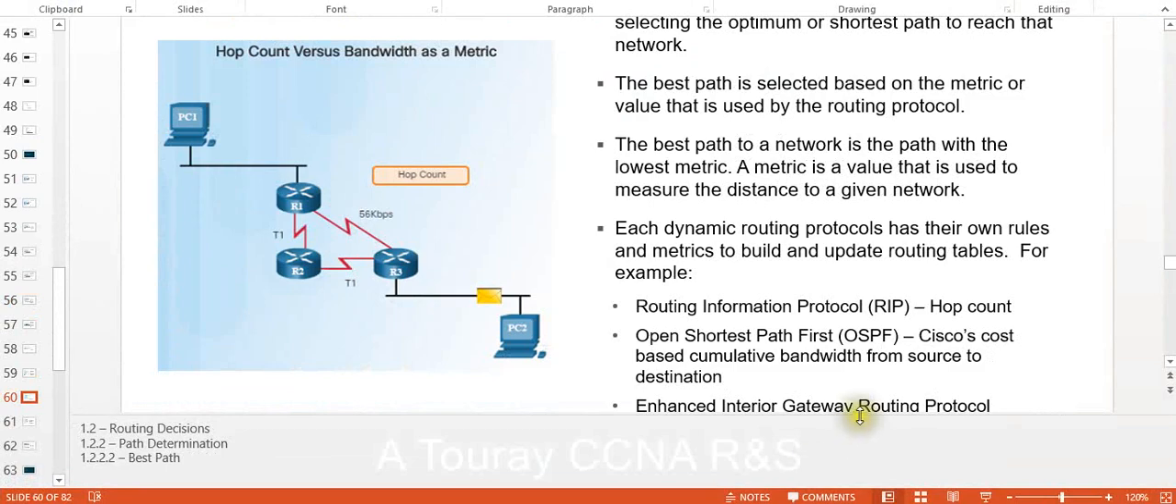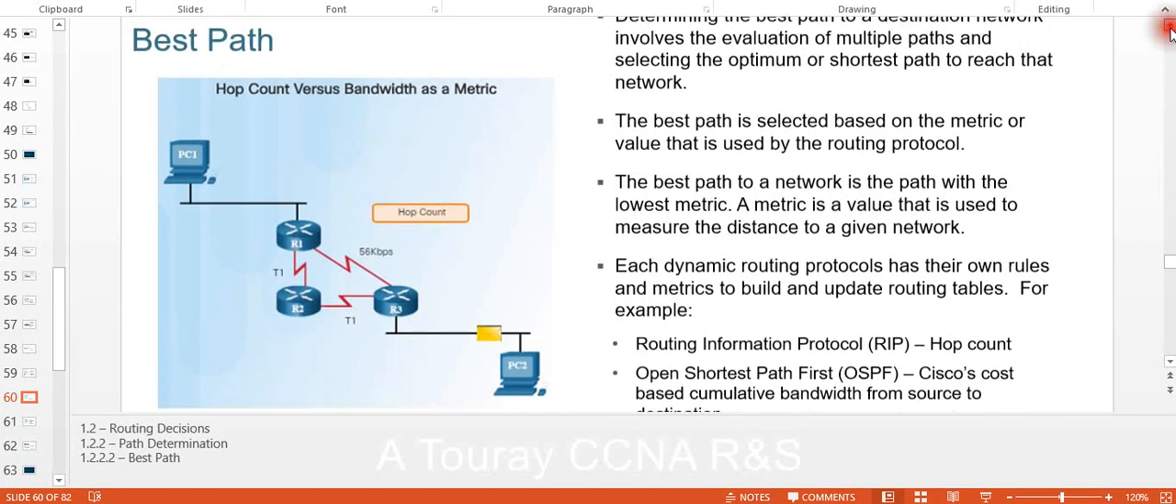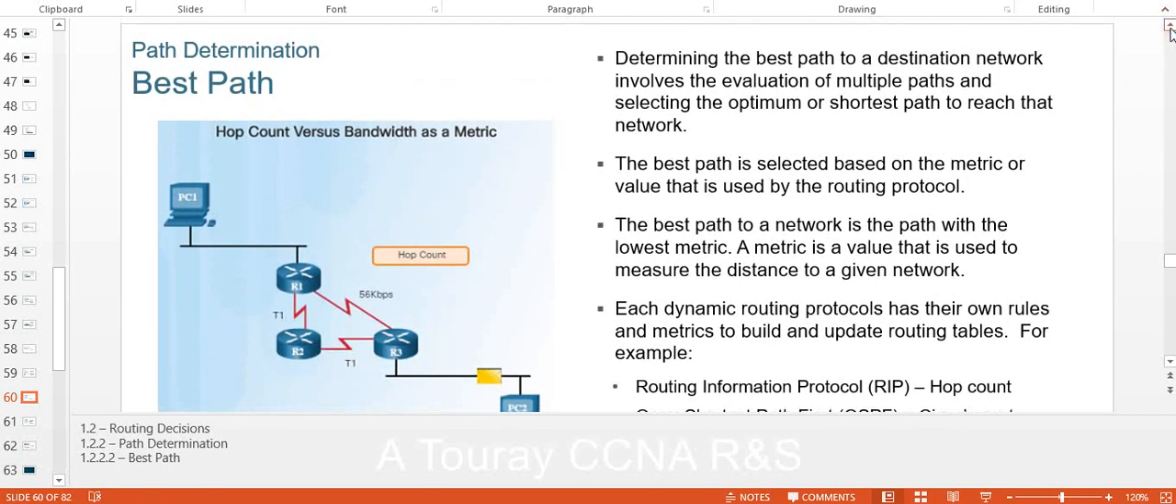Now, when a router is selecting and determining the best path to the destination network, it involves the evaluation of multiple paths, selecting the optimum. So it has to be the route with the lowest. Whether it's the lowest hop count, the lowest metric, or the lowest administrative distance, it doesn't matter. What matters here is that the router needs to know which one of them has the lowest administrative distance, hop count, or metric, in whatever sense it is.